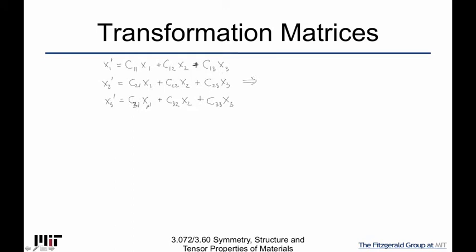So if the x1 and the x2 and the x3 are all the old coordinate system, and this is the new, then we write it like that, right? And that's actually how we got the Cij. And the only reason we're writing this now is to say, well, what happens if I want to do the opposite?